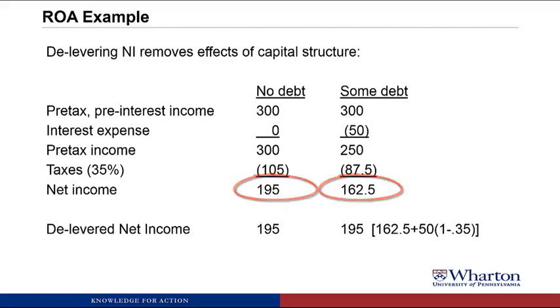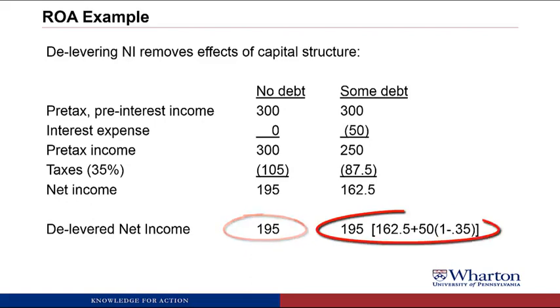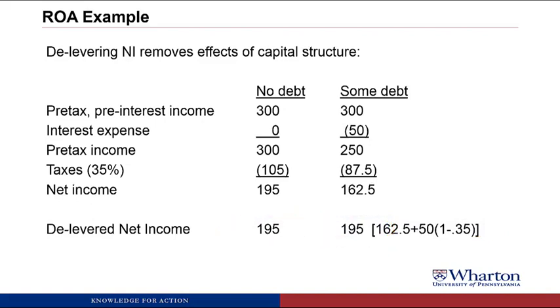Now, if you look in the last row, we're going to calculate de-levered net income. We don't have to do anything for the no debt firm because it has no interest expense. For the some debt firm, we take net income plus interest expense times 1 minus the tax rate, and we end up with de-levered net income of $195, which is identical to the de-levered net income for the no debt firm. So using de-levered net income in ROA gives us a measure of ROA that only measures operating performance. Now, when we use ROE, we do want the interest expense in there because ROE does want to reflect the effective financing. So we take the financing out of ROA, but we leave the financing in for ROE.